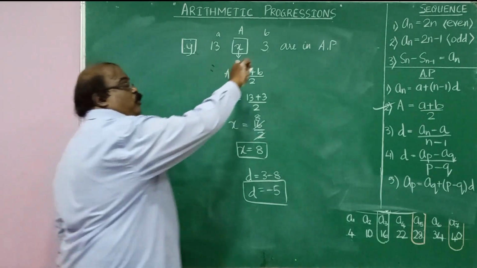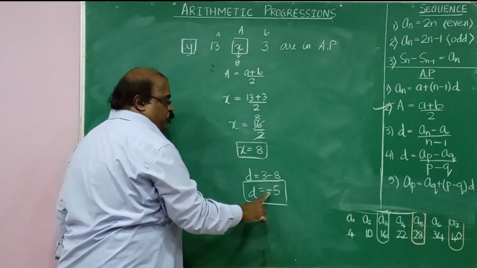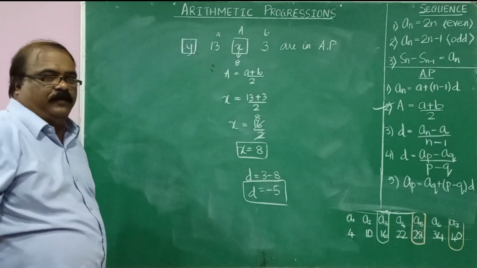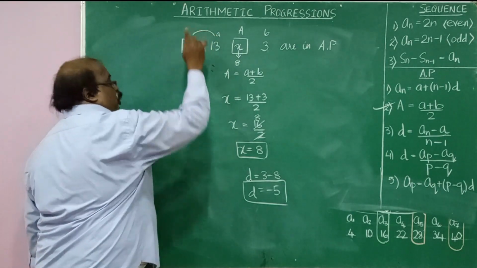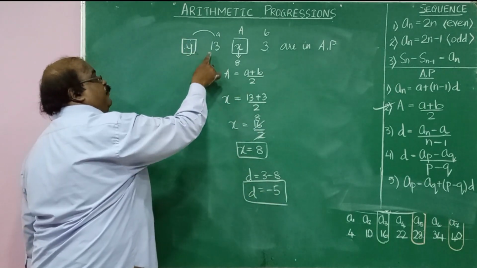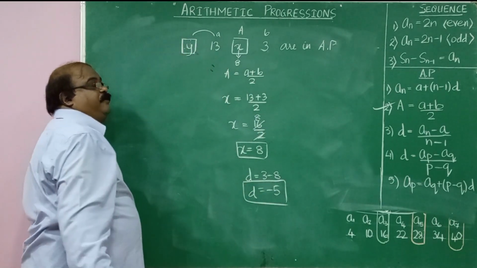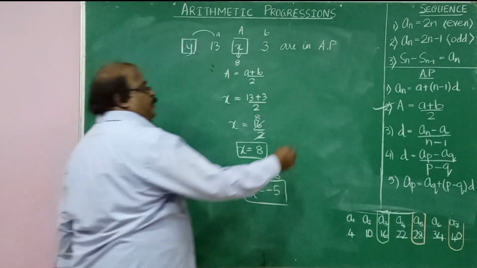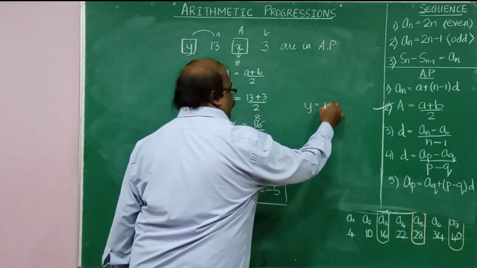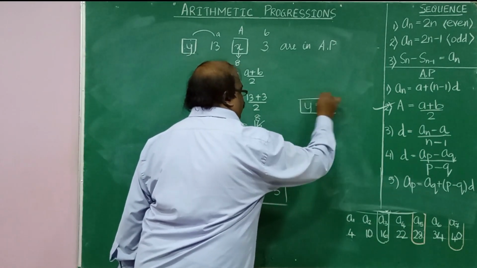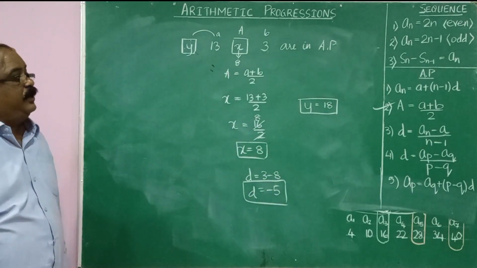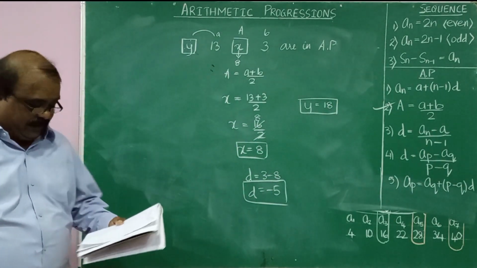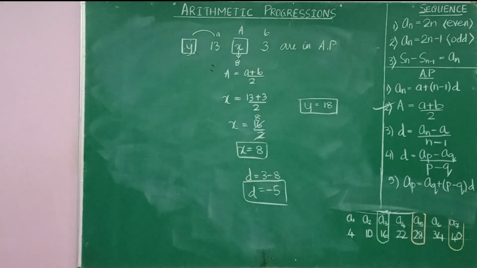Minus 5. That means if I want to know the next number, what should be added? Minus 5. But if I want to know the previous number, not minus 5, plus 5. So what is 13 plus 5? 18. So y is equal to 18. I got the value of x, I got the value of y. This was a fill in the blank question. Find the value of x and also find the value of y.